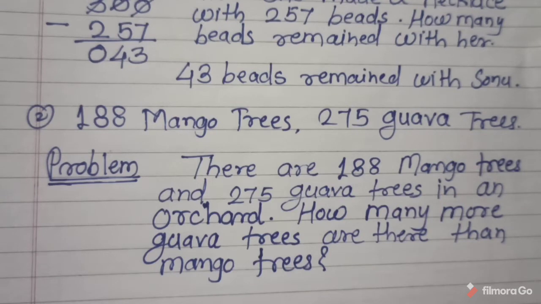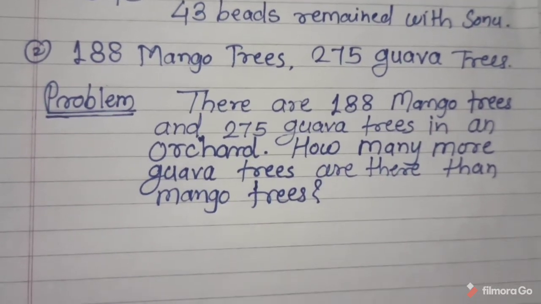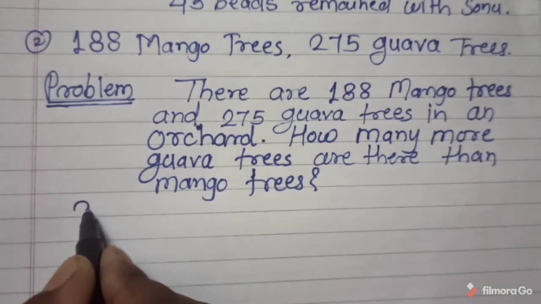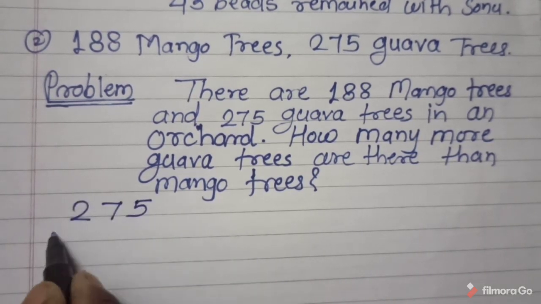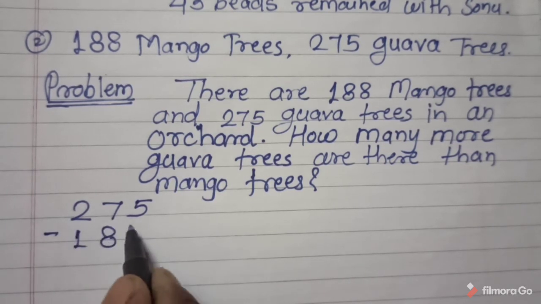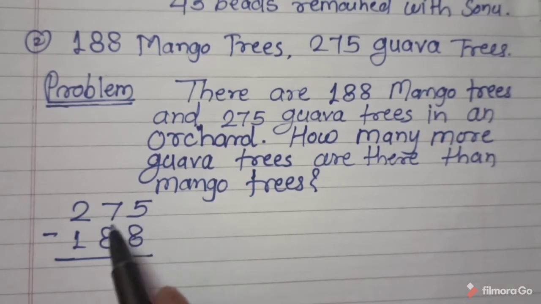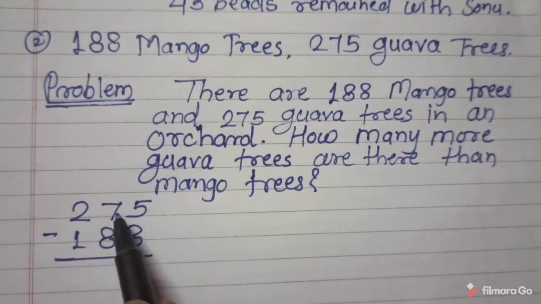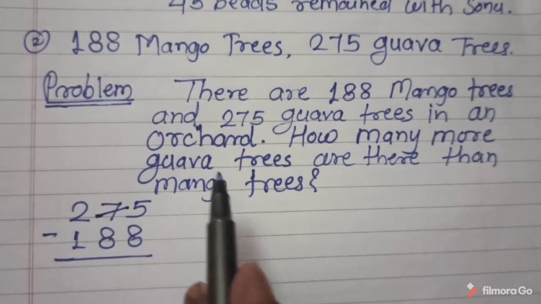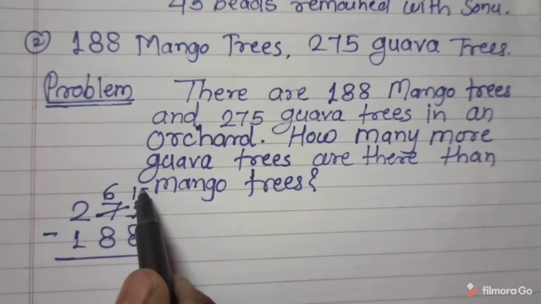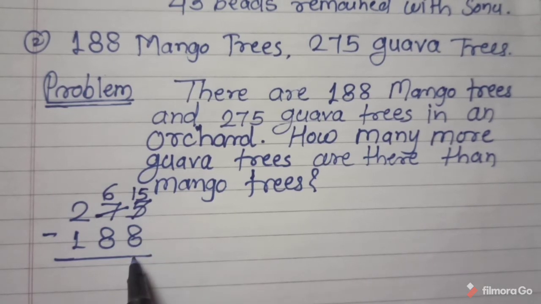Okay students, see, solve this word problem. How will we solve this? Here, 275 minus 188. We cannot subtract 8 units from 5 units, so we are going to take 1 ten from 7. It means 7 becomes 6 and 5 becomes 15. Now 15 minus 8 is equal to 7.